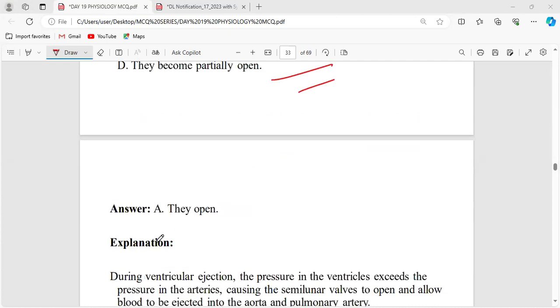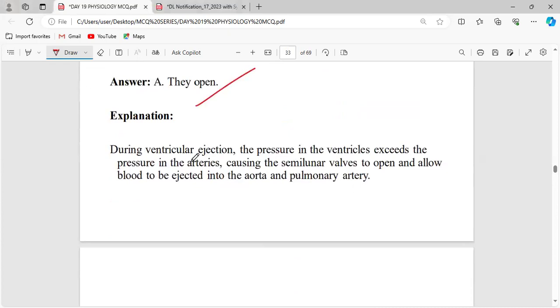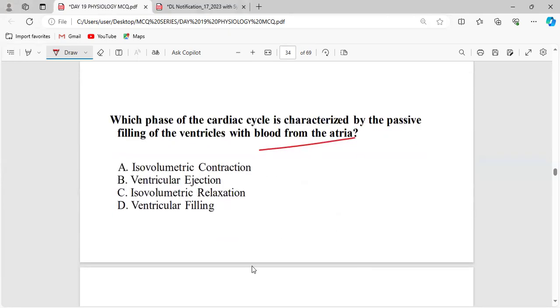See, for the earlier question, it will be open. During the ventricular ejection, the pressure in the ventricle will be high. In the arteries, this causes the semilunar valves to open. It has to be opened. Now, just answer this question.